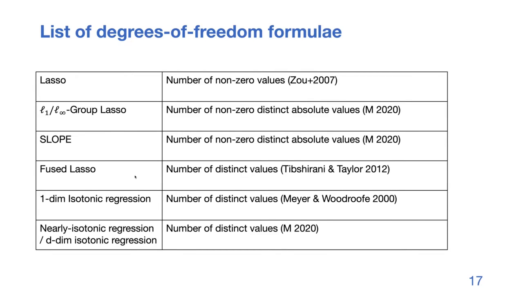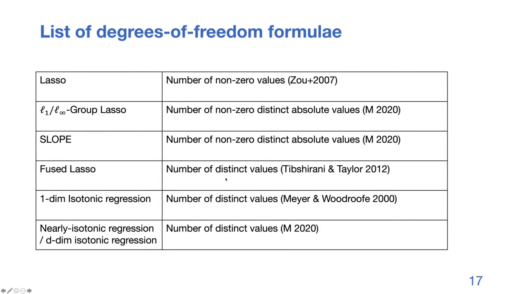And as I said before, the degrees of freedom of lasso is given as the number of non-zero values. But I'd like to add some more to this result. So the degrees of freedom of SLOPE and a particular version of group lasso are also given as the number of non-zero distinct absolute values. And the degrees of freedom of fused lasso is given as the number of distinct values.